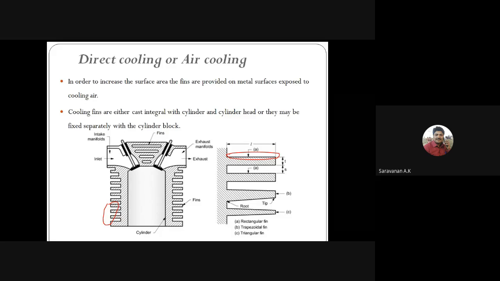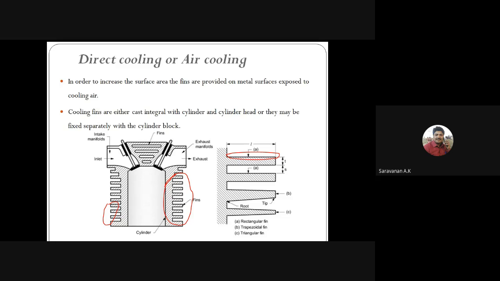If we increase the number of fins, we may get a high heat transfer rate, so the engine will cool in an easy manner. At the same time, the space between the fins also has to be optimized. We have to use an optimized number of fins.